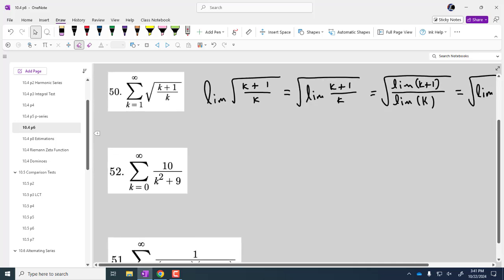Okay. All right, you all try 52. So think about what test you might use. Go through the sequence. It's not geometric. It's not telescoping. Divergence test, what's the limit of a sub k there? 0. So go through the test then.